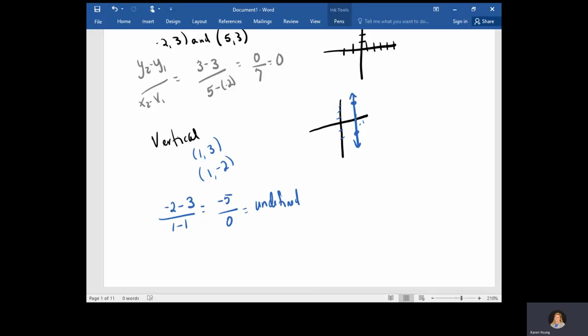And if you're in doubt, you can take the 2 points, put them in the slope formula and find your slope. Okay, so have I confused you completely? Just a little bit?